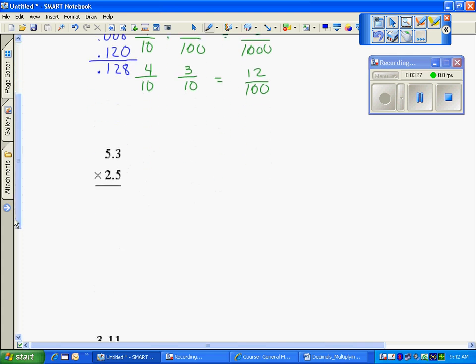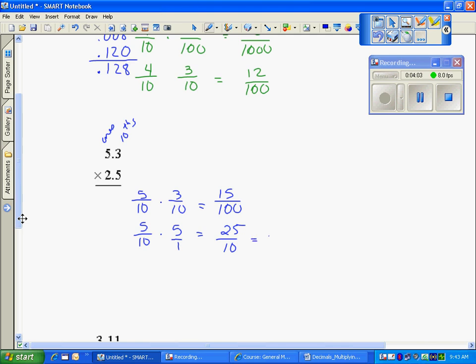5 3/10 times 2 5/10. We have lots of distribution that needs to take place here. The 5/10 is multiplied by the 3/10, and the 5/10 is multiplied by the 5. The ones position and the tenths position. Let's go ahead and multiply these. 5 times 3 is 15. 10 times 10 is 100. 5 times 5 is 25. Remember, there's a 1 underneath there. 10 times 1 is 10.